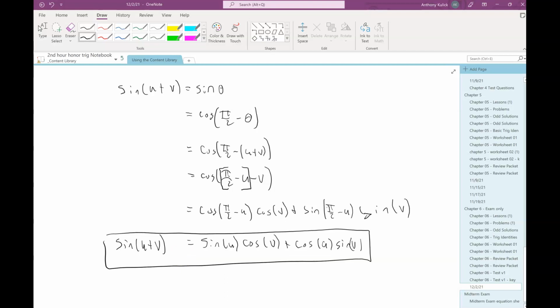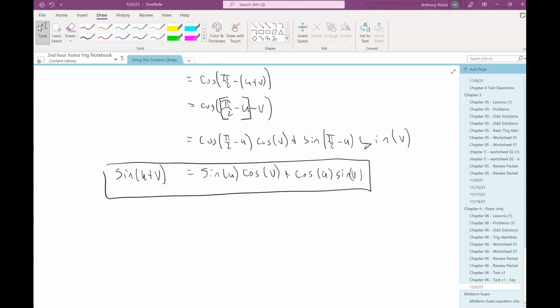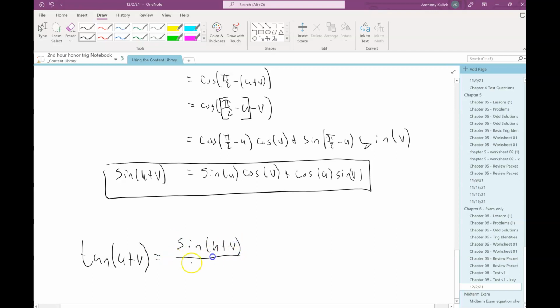And then the last one is what do we do for, I'm sorry, for tangent. So let's say we have tangent of u plus v. Well, that's just going to become sine of u plus v over cosine of u plus v. So sine of u plus v we have right above.